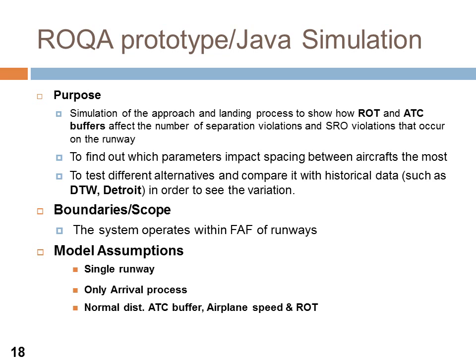The scope of the system is the final approach fix, which is 6 nautical miles in our simulation, to model the Detroit airport. And our assumptions are that this is for a single runway. We're only modeling the arrival process, and the ATC buffer, airplane speed, and runway occupancy time are all drawn from normal distributions.